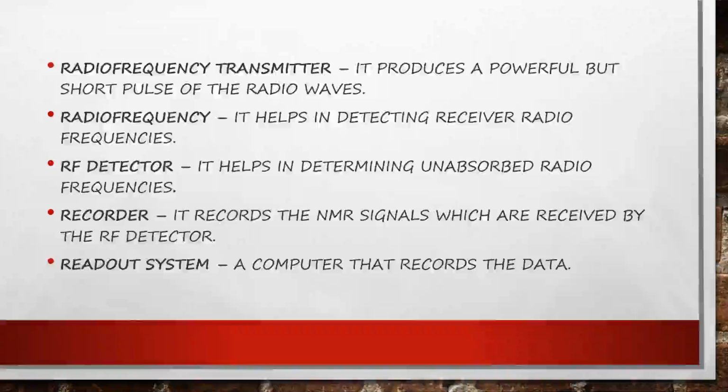Radio frequency receiver, it helps in detecting radio frequencies. RF detector, it helps in determining unabsorbed radio frequencies. Then comes the recorder. It records the NMR signals which are received by the RF detector. Then comes the readout system, a computer that records the data.